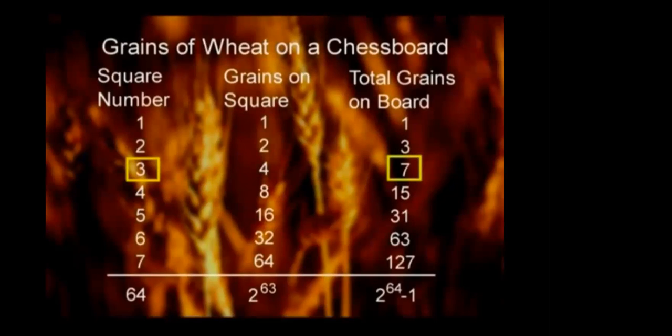It's a grain less than 3 2's multiplied together. 15 is a grain less than 4 2's multiplied together. Well, that continues in each case. So when we're done, the total number of grains will be 1 grain less than the number I get multiplying 64 2's together. And my question is, how much wheat is that?